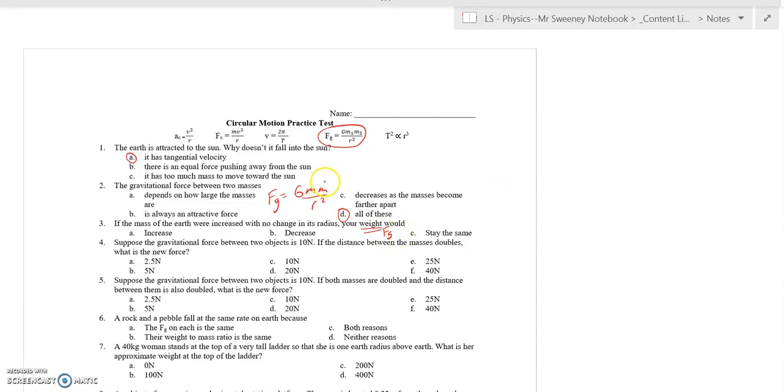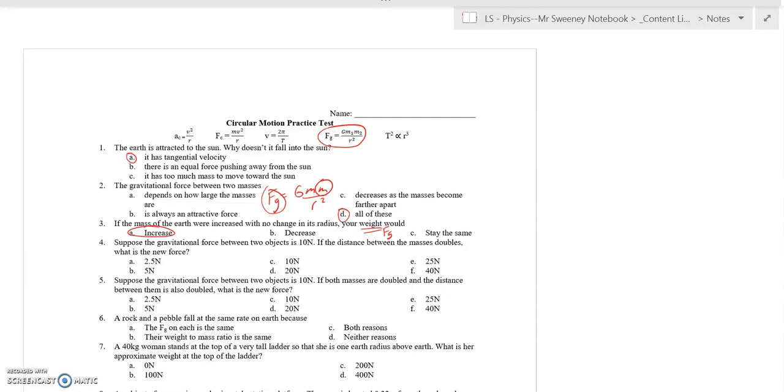Well, if we increase the mass of the Earth, one of the m's, that's also going to increase Fg. They are directly related. Therefore, your weight increases. Your mass does not. Number 4, suppose the gravitational force between two objects is 10 newtons. If the distance between the masses doubles, what is the new force?